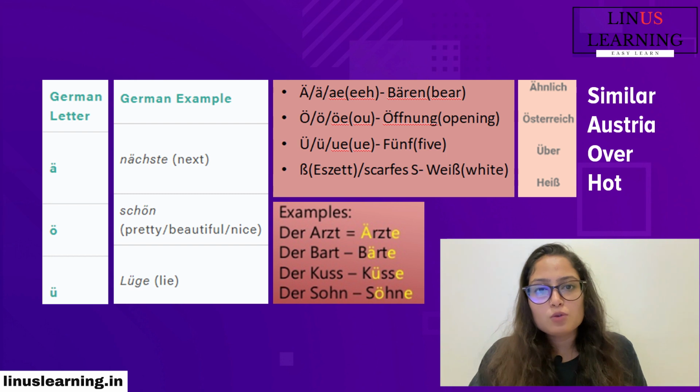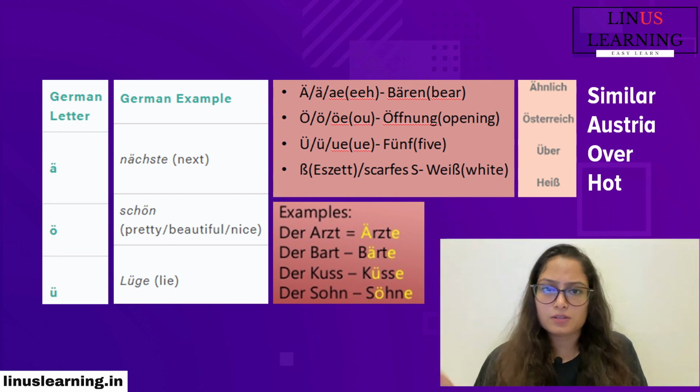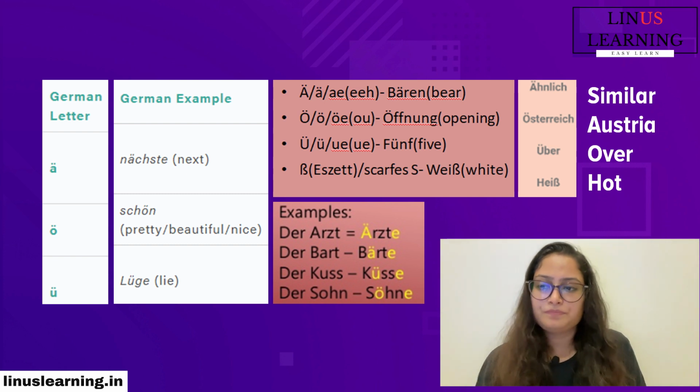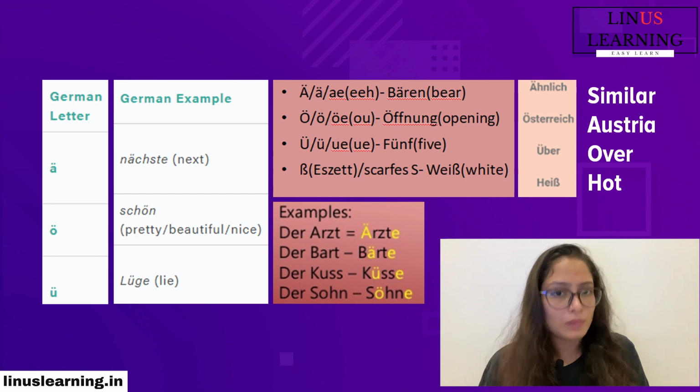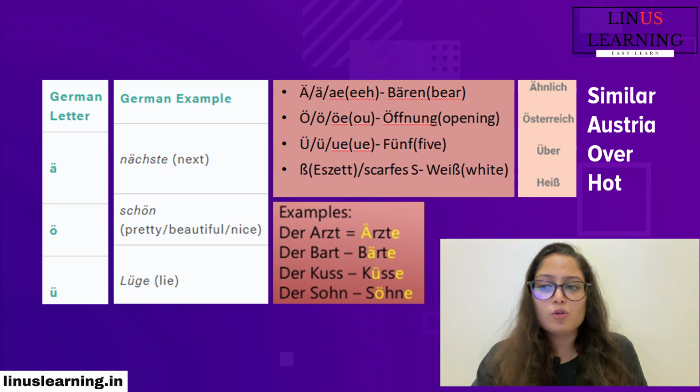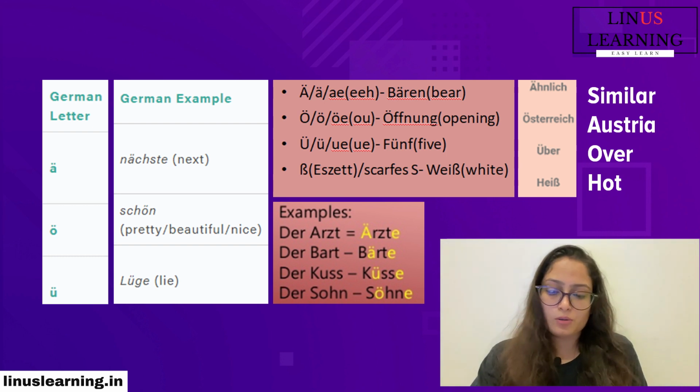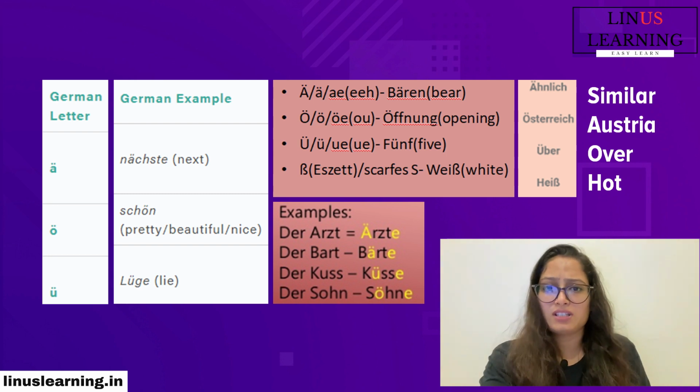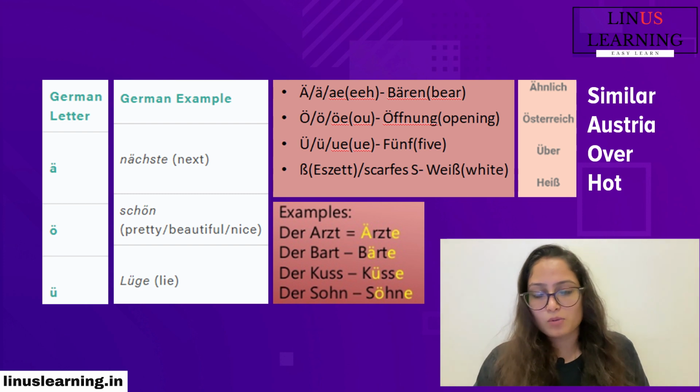U umlaut, UE. That also means the same. If you write UE, that means you want to write U umlaut. So A umlaut, AE. O umlaut, you can write it as OE. U umlaut, you can write it as UE. And S set, you can write it as double S. Let's see some more examples of these umlauts.